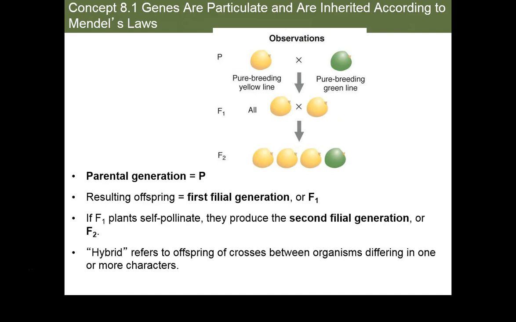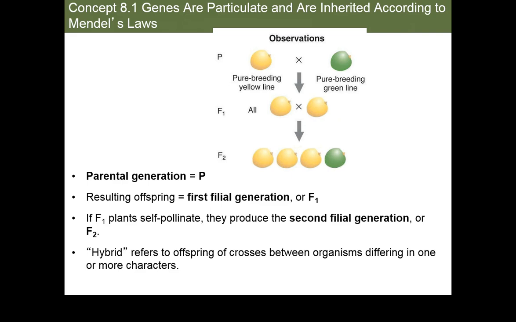The picture you see here is a Punnett square. You will learn about them soon. When Mendel did his experiments, he denoted the parental generation as P. The resulting offspring from the parents is called the first filial generation, or F1. If the F1 plant self-pollinated, they produced the second filial generation, called F2.